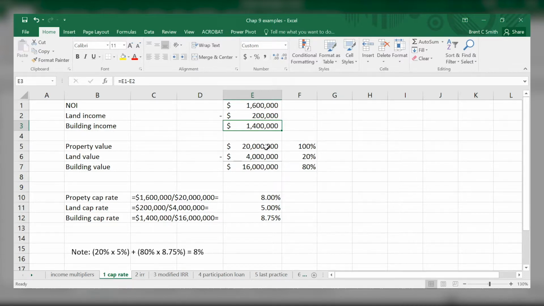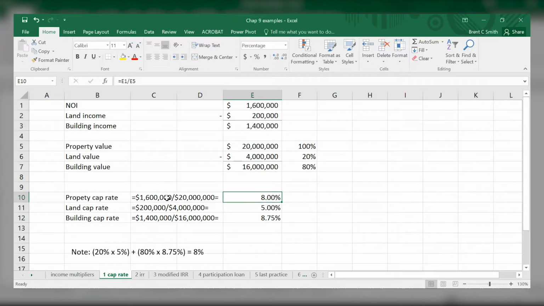Based on what we were given for information, it's going to cost $20 million. We're assuming the cost and value are the same in this example. That's $20 million in total. The land value was given to us based on, we'll say, an appraisal at $4 million. So the value of the building, the residual, is $16 million. Some really straightforward math: I'm doing NOI over value to find the cap rate.